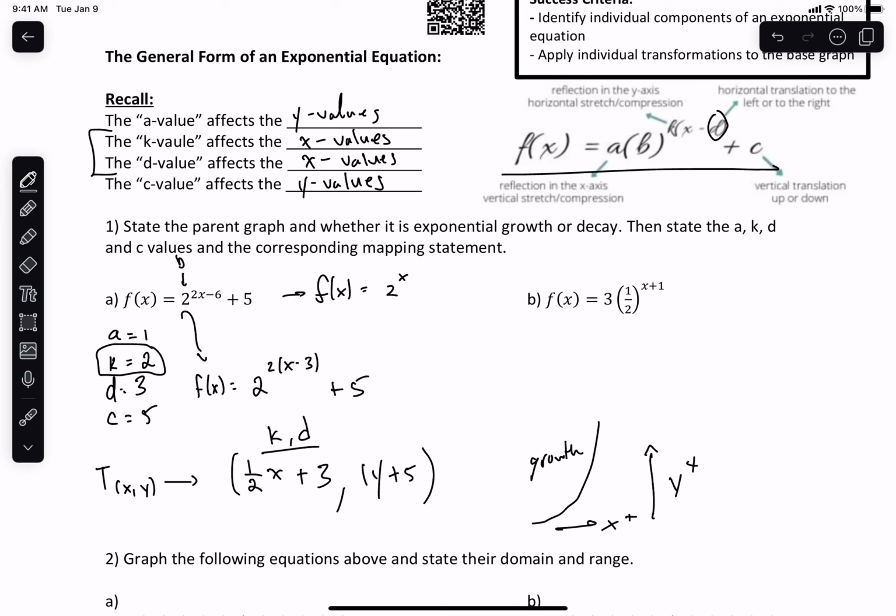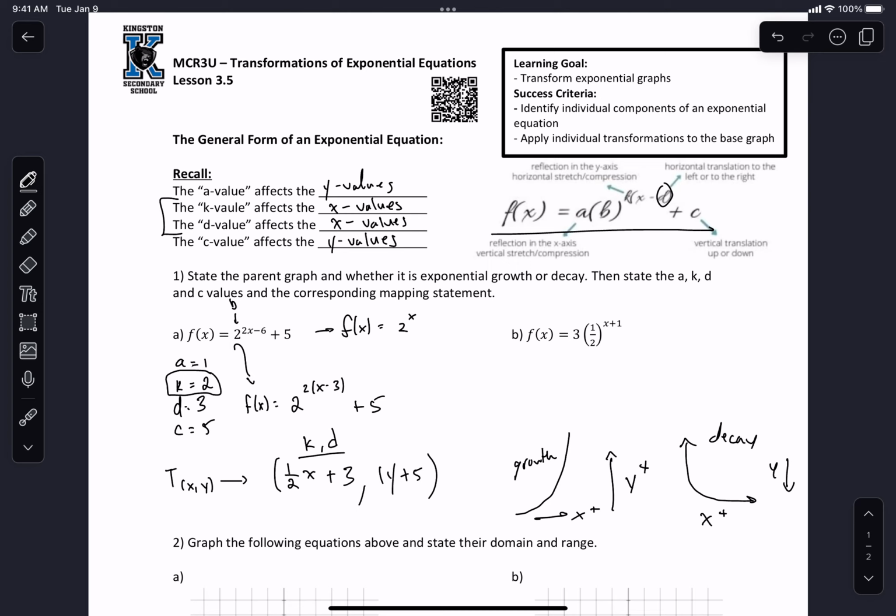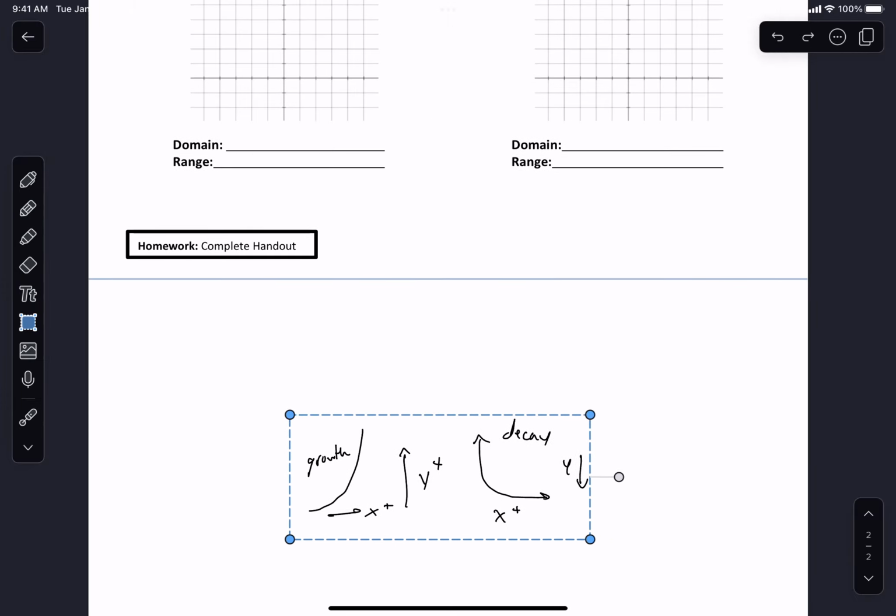What do you think decay looks like? Down would be the exact opposite, right? So as x increases, y decreases. Does that make sense? So that's decay. Sorry, I don't know where to write that. I didn't leave a spot for that. The back of the lesson, I think, is blank. So we can just slot that down there. Okay, so that's good. That's a little reminder.